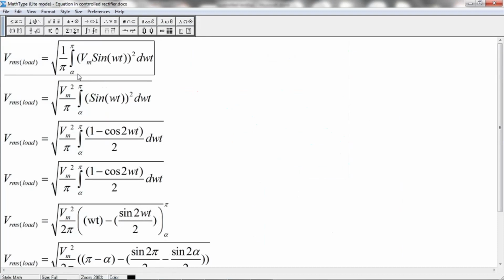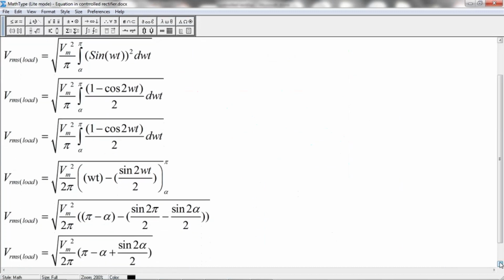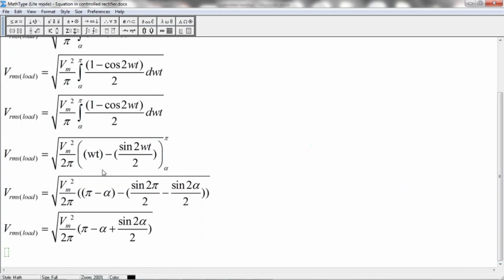Here the RMS is the root of 1 by pi, integral of Vm sin square omega t whole square. Sin square omega t is 1 minus cos 2 omega t by 2. The integration of cos 2 omega t is sin 2 omega t by 2. Then just apply the limits, just mathematics: omega t becomes pi minus alpha, because pi is substituted here, then sin 2 pi by 2, sin 2 alpha, and all this. Finally you get it like this.